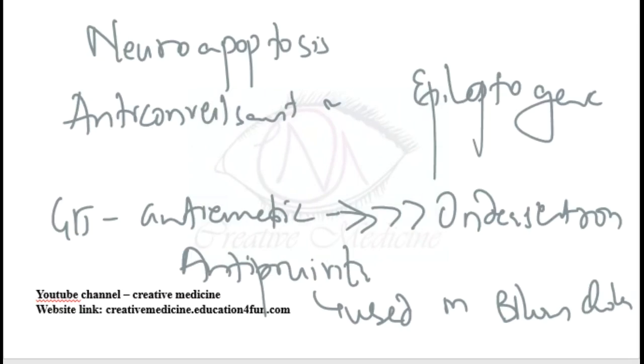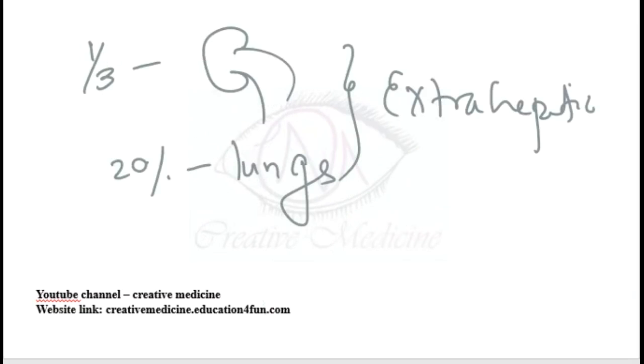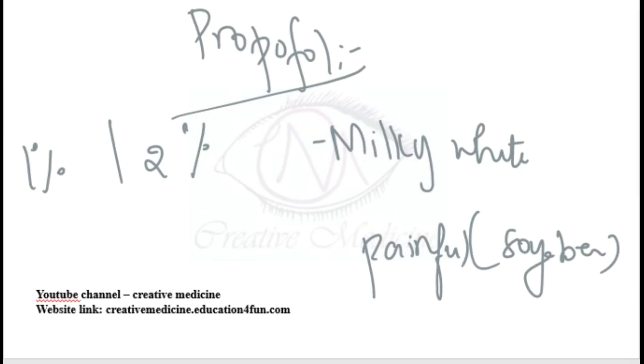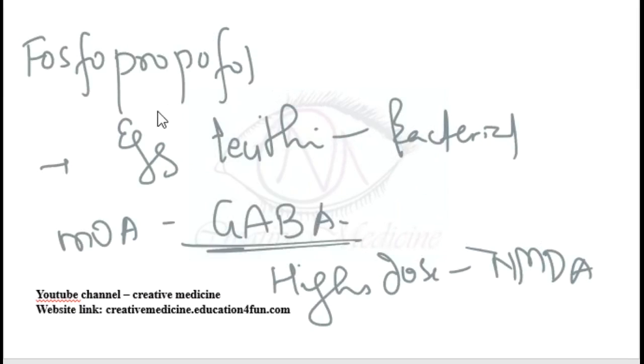So, summary. Propofol is available as 1% or 2% solution. It is a milky white solution. It is prepared in soybean oil, so it is painful. We have a water-based propofol, and it contains egg lecithin, which is responsible for bacterial contamination. Mechanism of action of propofol is by using GABA receptors. At high doses, it uses NMDA receptors.